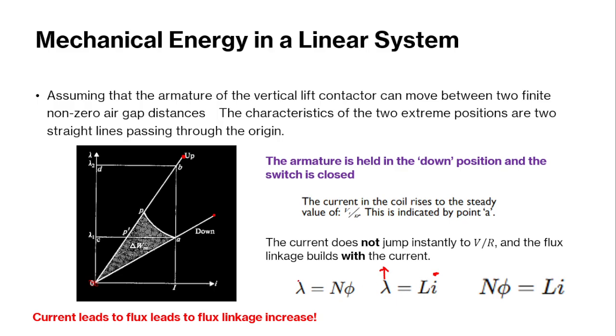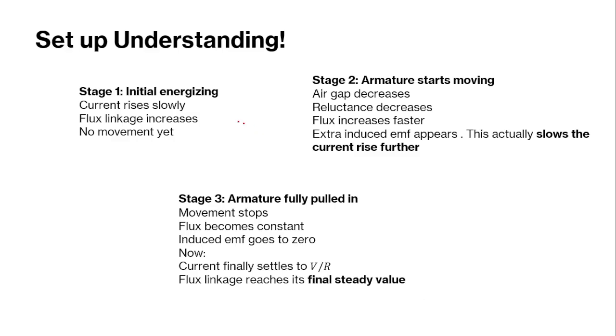And the same with the flux. If you increase the flux linkage, your flux will also increase. That's basically what the equation I use generates. So current leads to flux increase, and the flux linkage will increase. If you increase the current, you increase the flux, and if you increase the flux, the amount of flux linking will increase. Which is why the graph goes up, because there's a directly proportional relationship between i and lambda. So this is setup understanding.